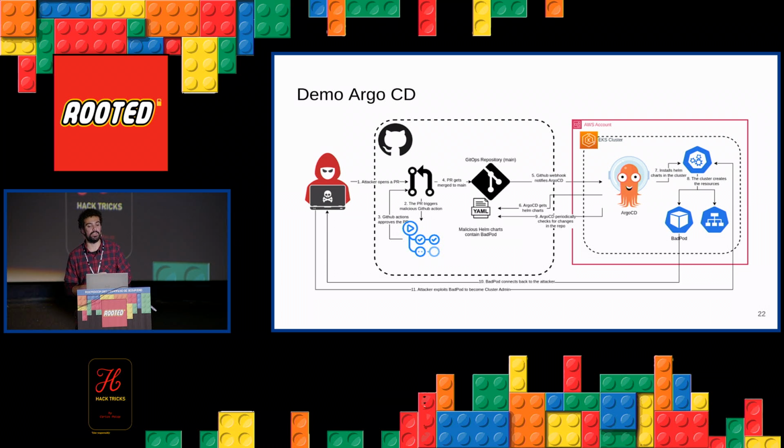In this case, we're just going to mount the host file system, and that will give us access to the node of the cluster. And from there, we can try to exfiltrate some credentials for other service accounts, and therefore become Kubernetes admins. So basically, the bad pod is going to make a connection back to the attacker, and then we will be able to gain access to a token that is a Kubernetes admin.